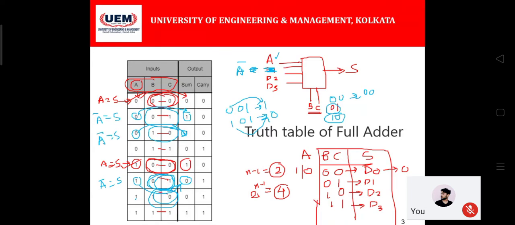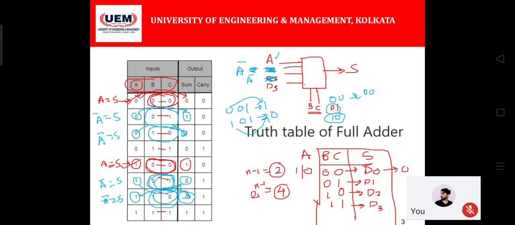And for the lower part again, if A is 1, then sum becomes 0. Then again a complementary operation is going on. That means A bar equals S. So in that case, when B and C equal 1 0, the D2 can be replaced with A bar.